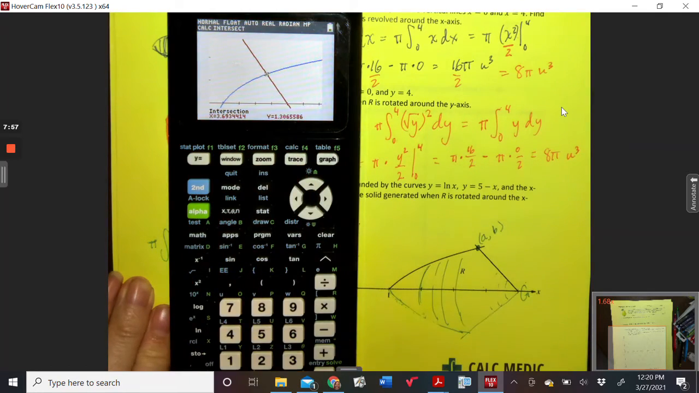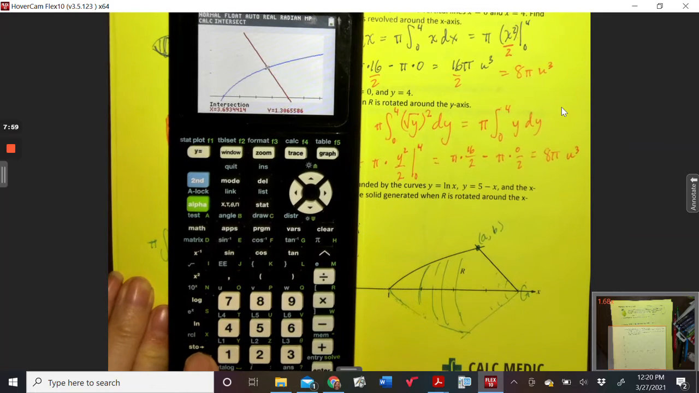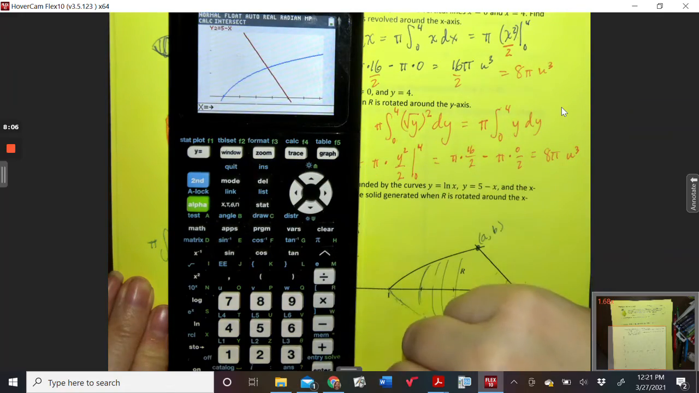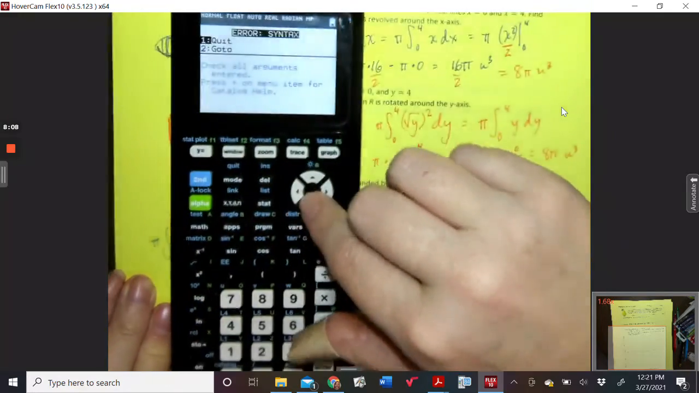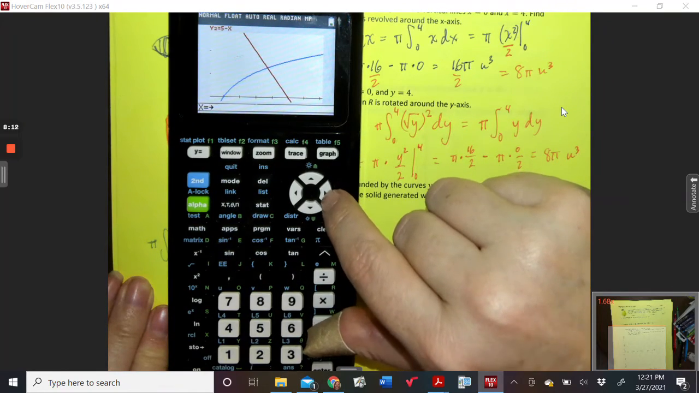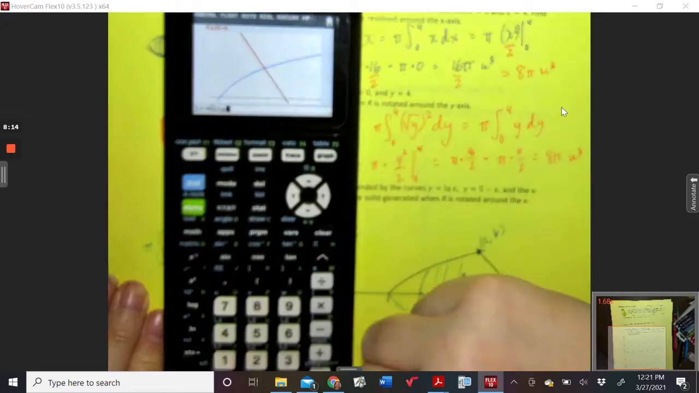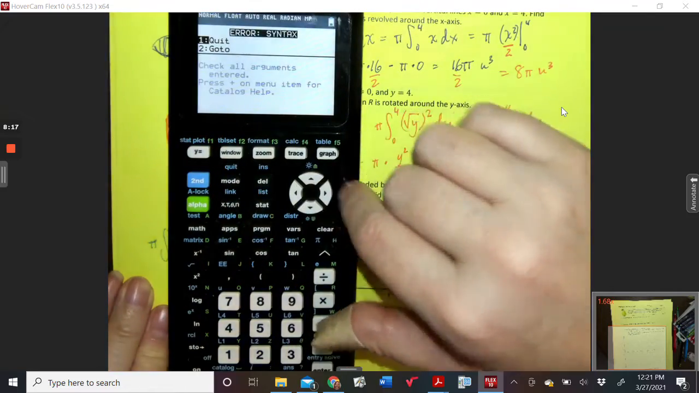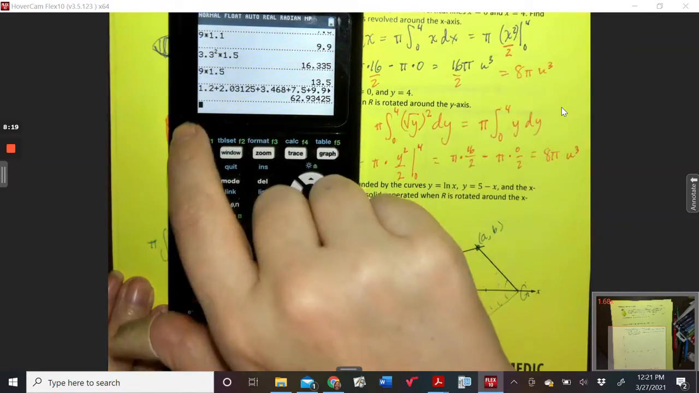And so what I'm going to do is I'm going to click this STO button. And I'm going to click... see, I can't do it. I never do it.